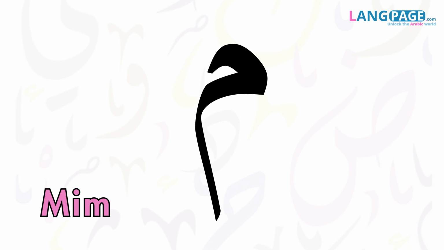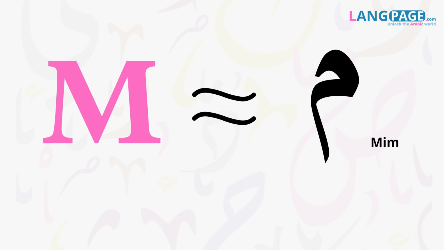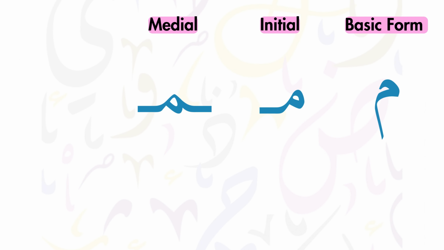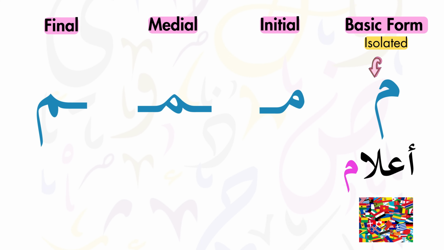The next letter is the letter Meem. The letter Meem equals M in English, as in the word man. The letter Meem has four forms. First, the basic form, the isolated one, which comes at the end of the word, as in the word أعلام, which means flags.